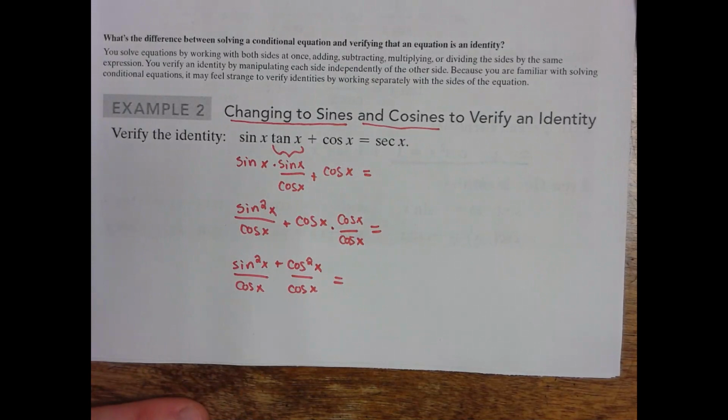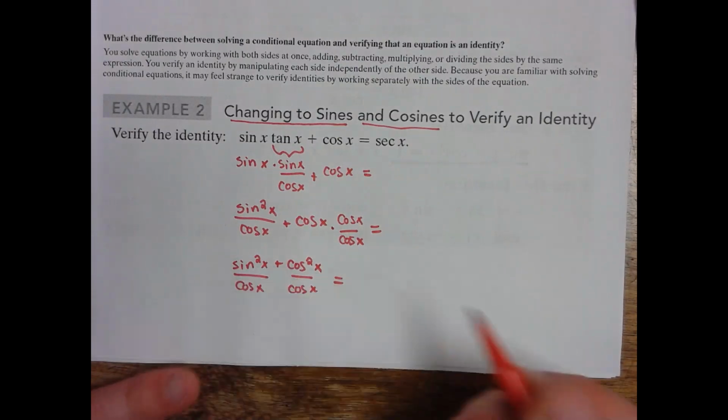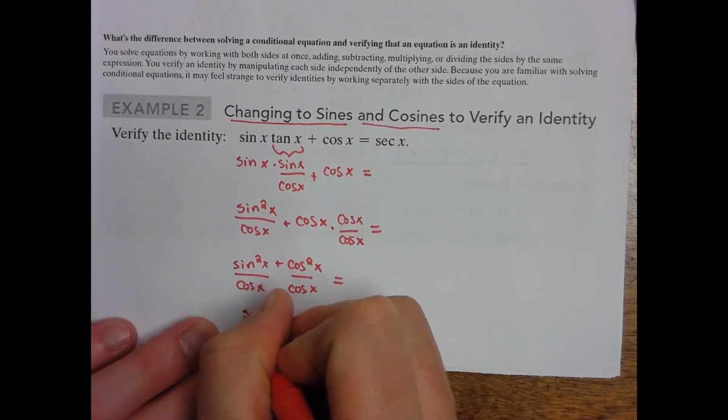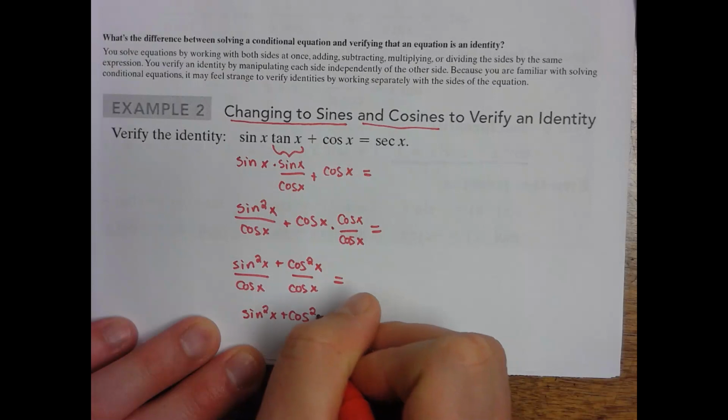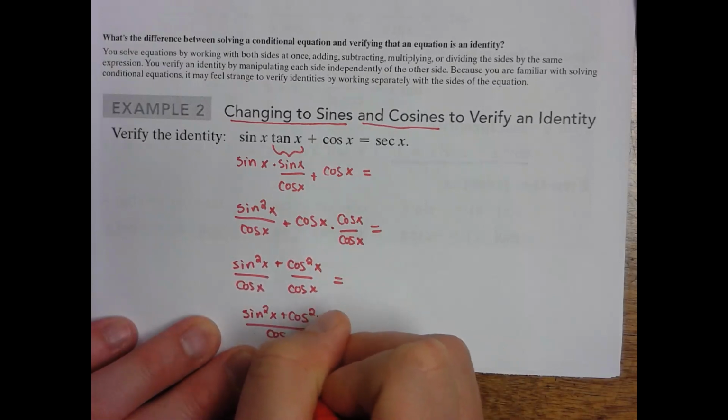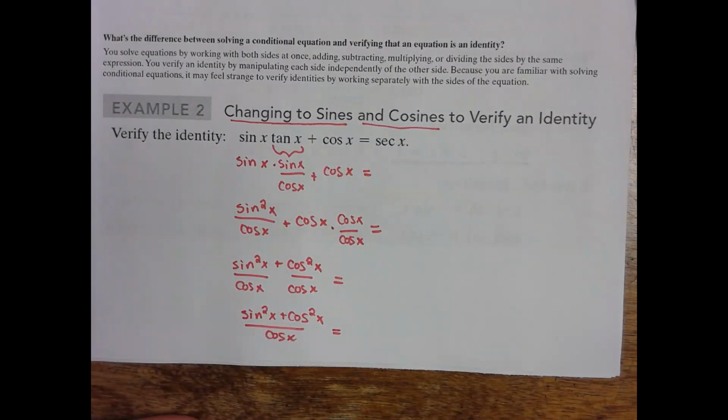Now that we have a common denominator, I can add these fractions just like I normally would. So sine squared plus cosine squared all over our common denominator, which is just cosine of x. And so up to this point, I've rewritten everything in terms of sine and cosine and found a way to write it as one expression.